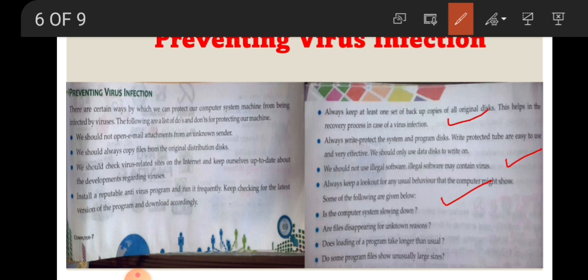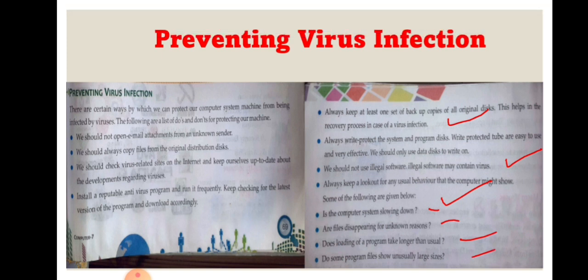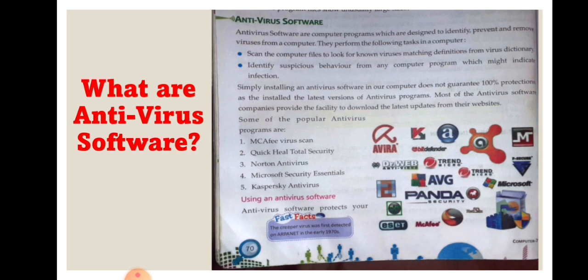Some of the following are given below. Is the computer system slowing down? Are files disappearing from unknown sources? If you are really using a computer, you can see all these things. Does loading a program take longer than usual? Do some program files show unusually large sizes? These are actually the hints that you can see from your computer if it is already infected with viruses. So that's how we can prevent our computers from virus attacks.